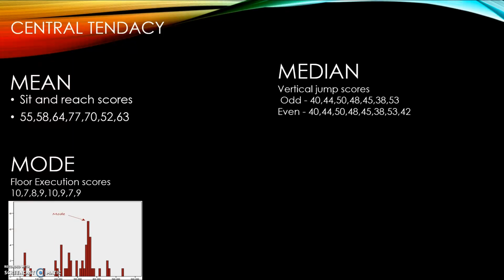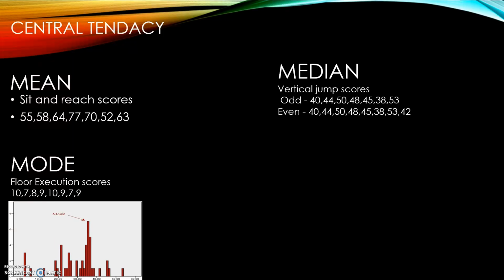If the data values in the data set are even, then you will have 2 medians. So you simply add them together and divide by 2. In the data set as shown, the 2 medians would be 48 and 45. This is after they've been arranged from smallest to largest, so I would add them together and then divide by 2, which gives you 46.5.